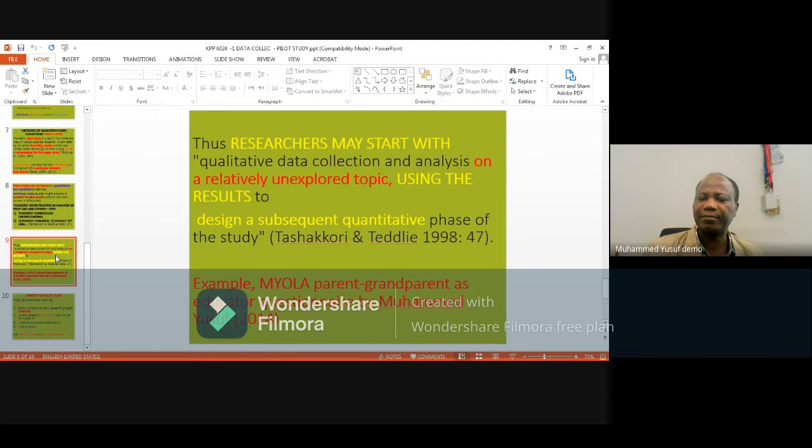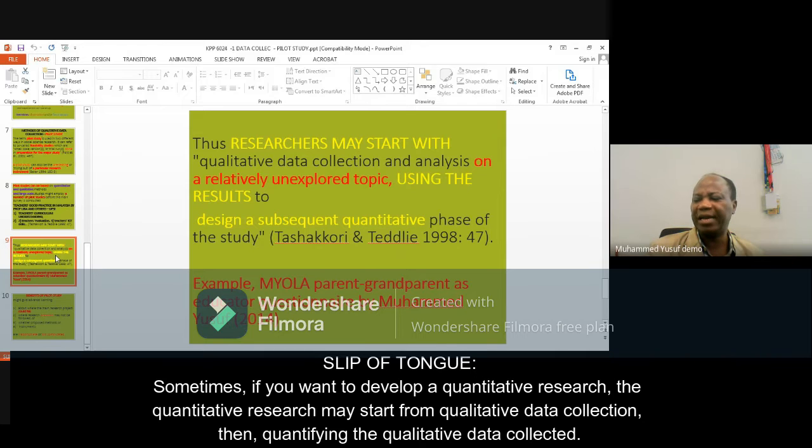Sometimes, let's say for example, you want to develop qualitative research. Sometimes the qualitative research may start from quantitative. Then after that, you quantify the qualitative. Okay. Let me give you one example of that.